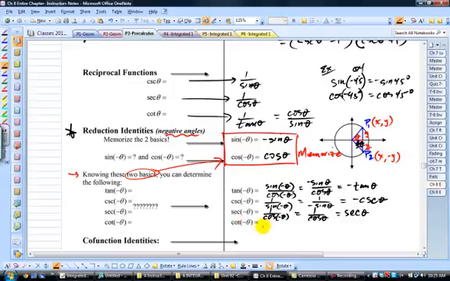And this one here is cosine of negative theta divided by sine of negative theta. We know that cosine of negative theta is just cosine theta. Sine of negative theta is equal to negative sine theta. And so you get negative cotangent theta. Any of these functions that deal with sine are going to end up negative. Just remember that.